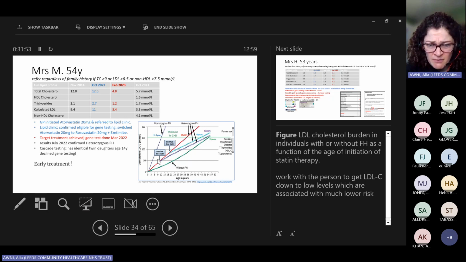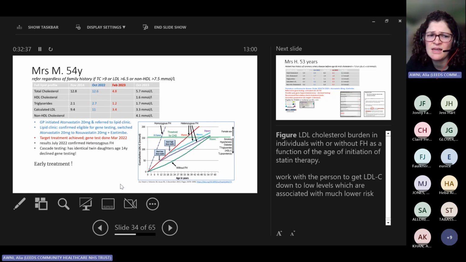But this figure over here shows the LDL cholesterol burden in individuals with or without FH as a function of the initiation of statins. If you look at this diagram, the red line is the patient with FH and the green one is the patient without FH. If we treat the patient early, from 10 years of age, with a low dose statin, it can bring the line down to that of a normal non-FH patient. So it's the purple one. If we treat later, at the age of 20, with a high dose statin, it brings it down, but not as far as the early treatment.